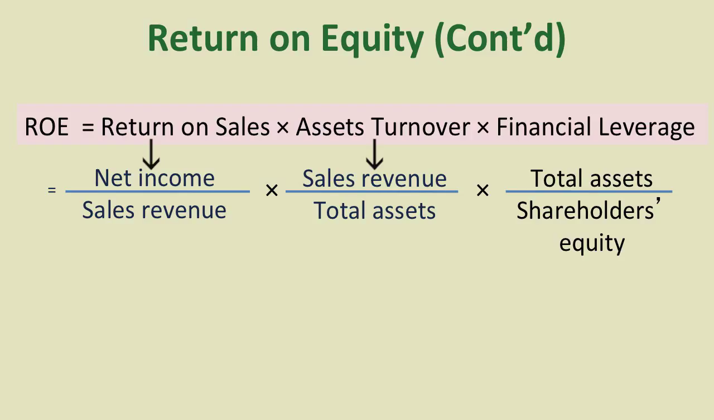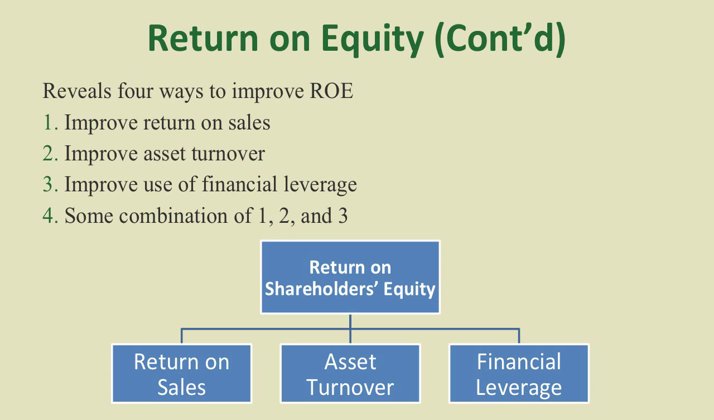And the third one, financial leverage, is really the capital structure of this firm. So when we analyze ROE using this little model, we're trying to understand what are those factors driving the changes in this ROE. This little ROE model also can tell managers that there are 4 ways you could improve your ROE: improve return on sales, improve asset turnover, improve use of financial leverage, or some combination of 1, 2, and 3.